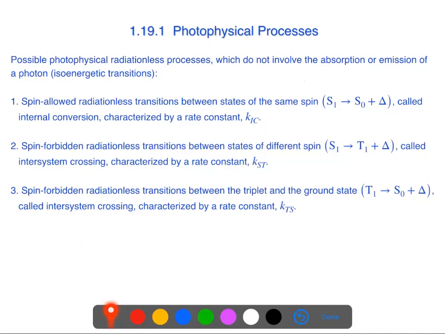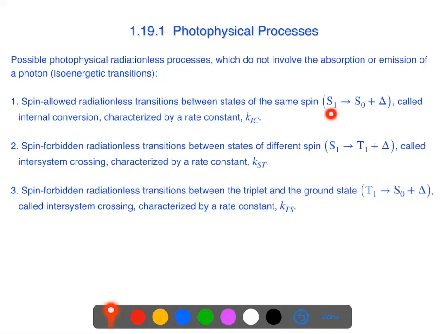Possible photophysical radiationless processes are processes that do not involve the absorption or emission of a photon. We often consider these transitions isoenergetic, meaning that the process occurs between two states of equal energy. The first example is the spin-allowed radiationless transition between states of the same spin. This is called internal conversion, and this is characterized by the rate constant k subscript IC.